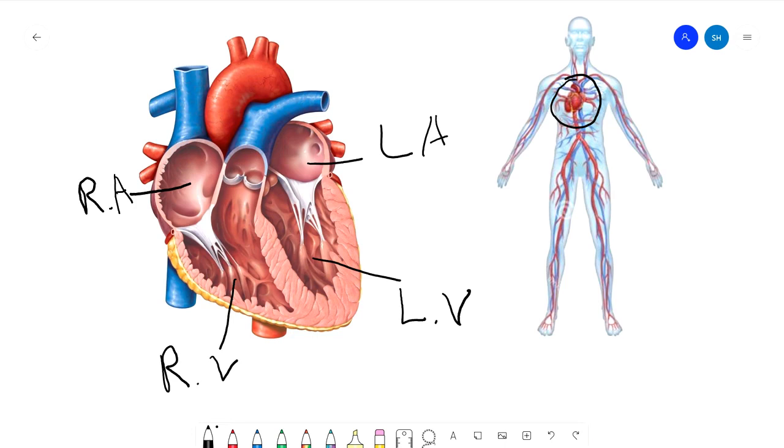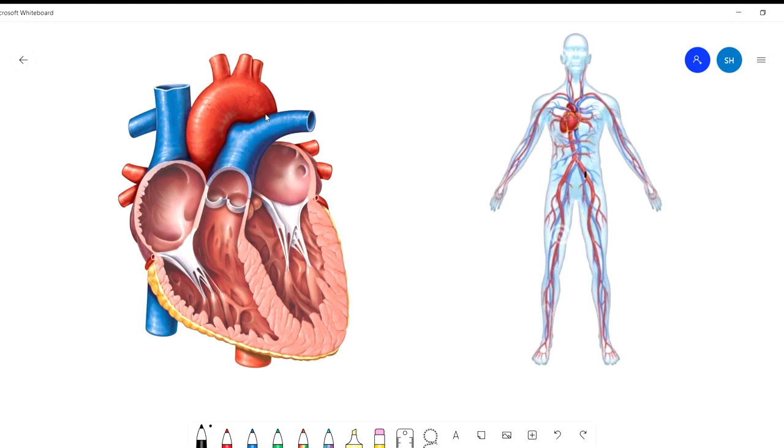Now that that's clear, there's a wall that separates these two sides. It's called the septum, and it's right here. Let me just write that out. The septum. The left side contains oxygenated blood, and the right side contains deoxygenated blood. I just gave you a basic understanding of the heart. We'll dive deeper into the anatomy of the heart next video.